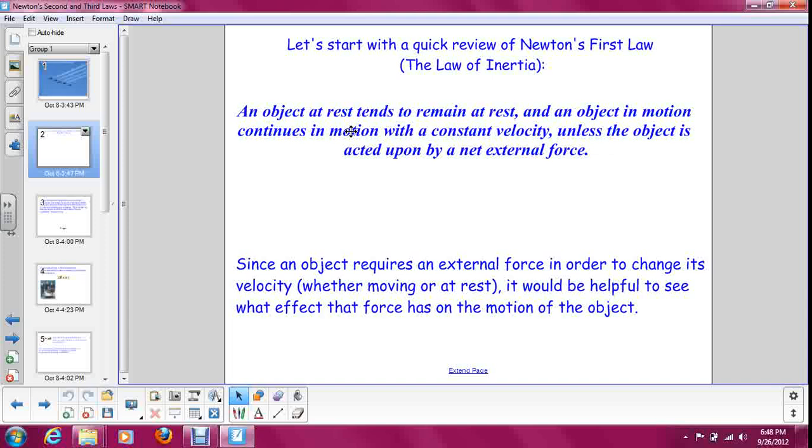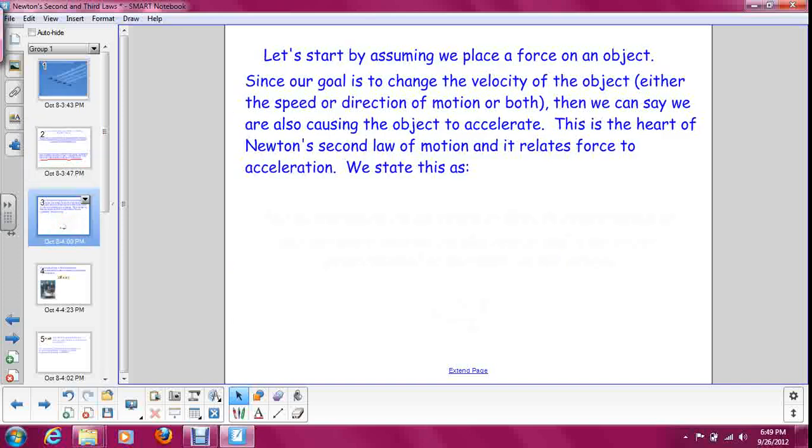Since an object requires an external force in order to change its velocity, whether it's moving or not, it would be helpful to see what effect a force has on the motion of the object. So, what effect does the force have on the motion of the object? If we apply a force to something, how does it change the motion? In what way? Well, let's assume that we place a force on an object.